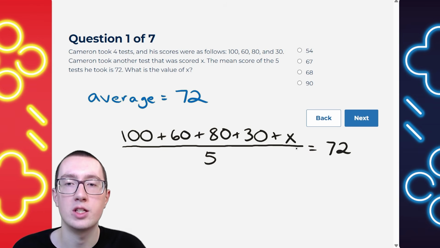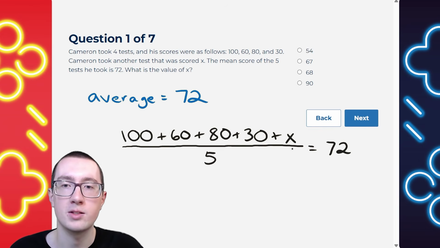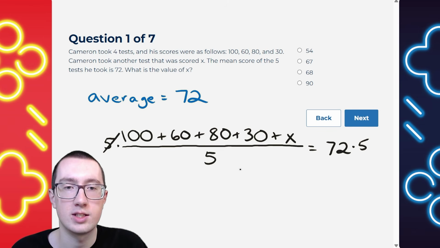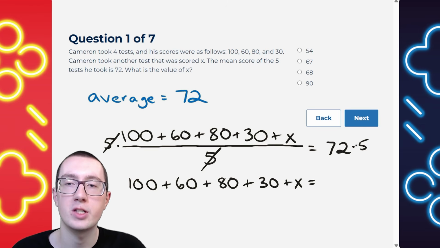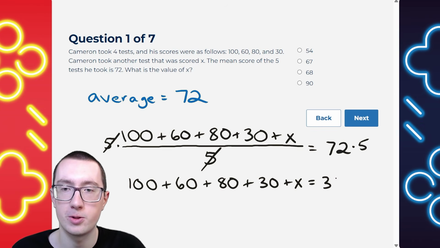So now we basically just need to solve for X, and we can do that using algebra. And we need to get X by itself on this side of the equation. So X is trapped at the top of this fraction, but we can just get rid of the fraction because fractions are just division. So I'm going to do the opposite of division, which is multiplication, and multiply both sides of the equation by 5. So these cancel out. And on the left side, we just have, well, this big thing. And on the right side, we have 72 times 5. And if you were to put this into your calculator, you would get 360.